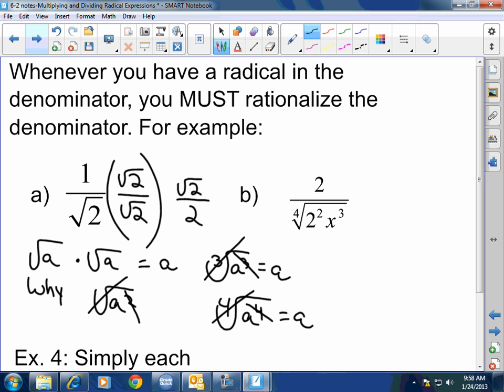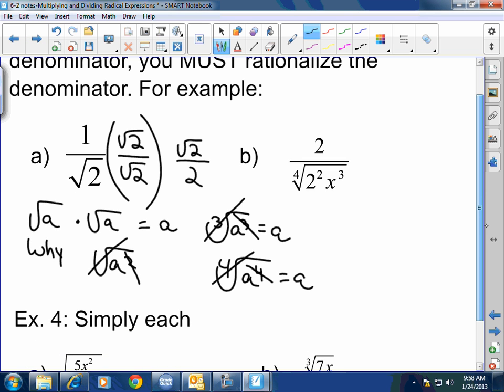So now, let's look at B. Check this out, guys. I have a fourth root here, right? How many 2's do I have?